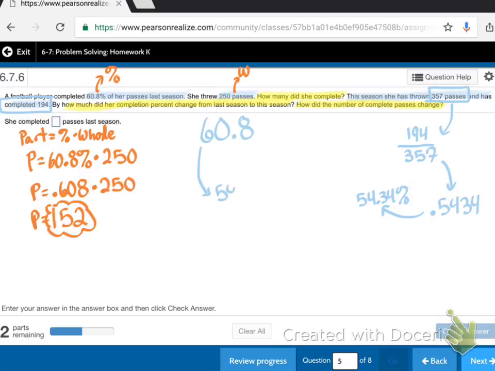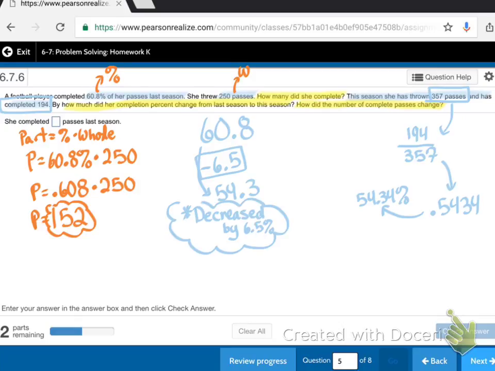So she was at 60.8%, and then she went to 54.3%. So what happened? Well, it went down by 6.5. So on Delta Math, you would select it decreased by 6.5%. All right, and I notice here though, the reason that you don't need to change those percents into decimal form is because this is 60.8% and this is 54.3%. So this would make this 6.5%. So it's already in percent form. You're comparing percents to percents. You don't need to change it to decimal form.